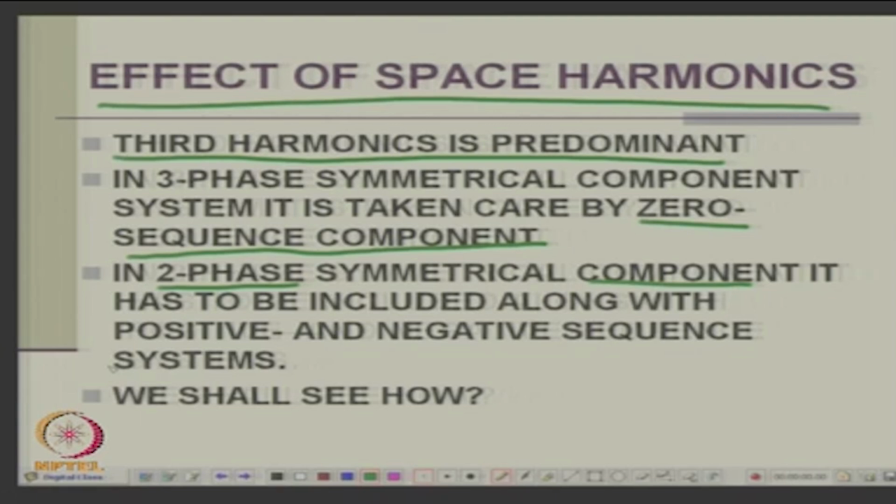So, this third harmonic, which can be accounted for in a 3 phase model, cannot be accounted for in a 2 phase model, and so the third harmonic has to somehow get into Z 1 or Z 2, because there is no Z naught here. How this has to be accommodated is what we will see today. If the zero sequence is associated with third harmonic air gap fields, in a 3 phase model it is okay, but in a 2 phase model, what happens to that?